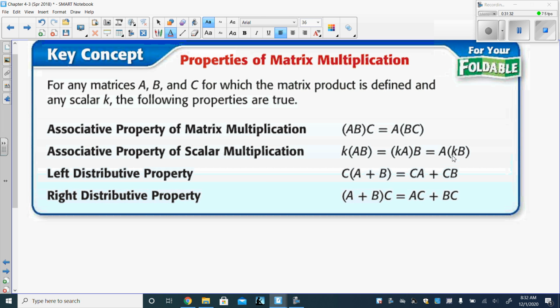I can multiply through by a scalar. Scalars, it doesn't matter which one I do first, but I can only apply it to one matrix. I'm not going to apply it to both. I'm only going to apply it to one. And left and right distributive property.